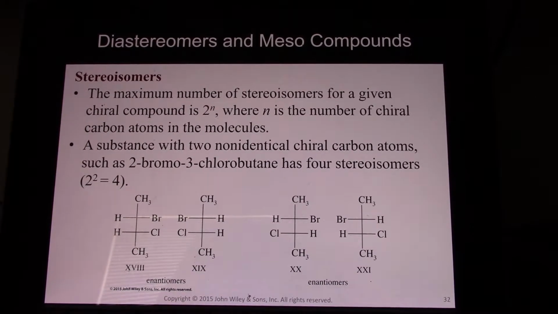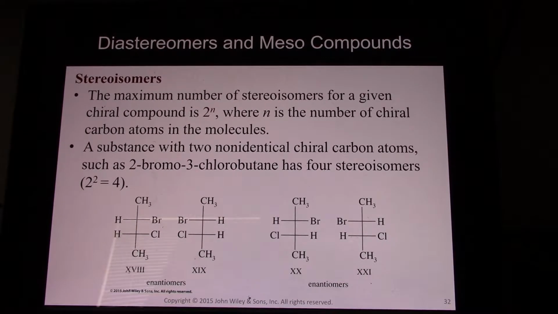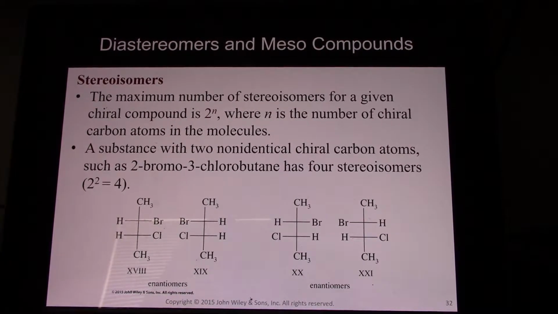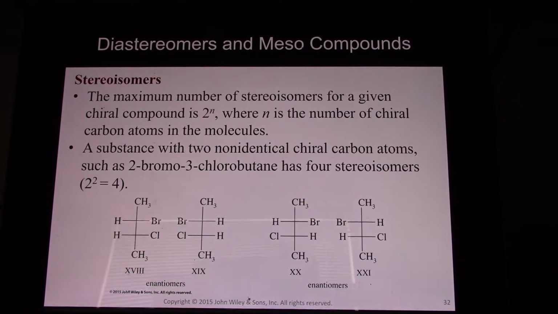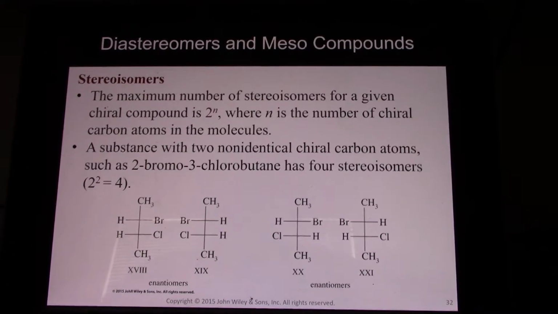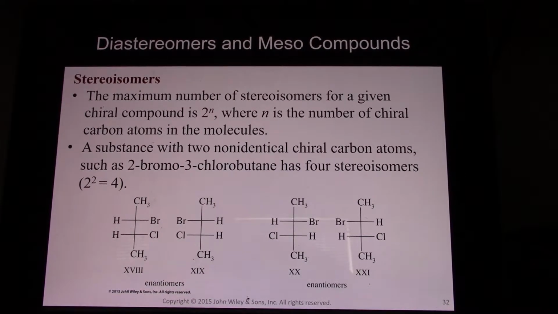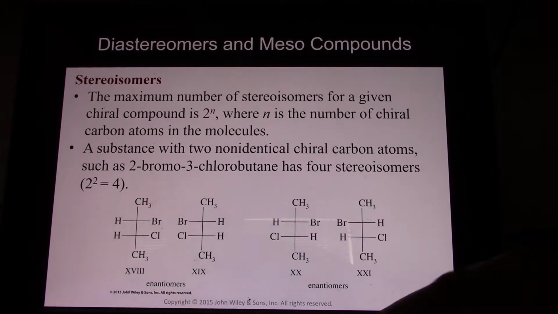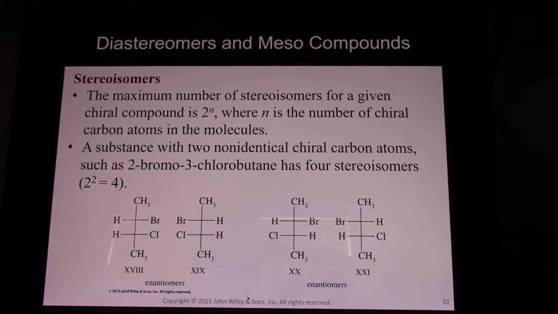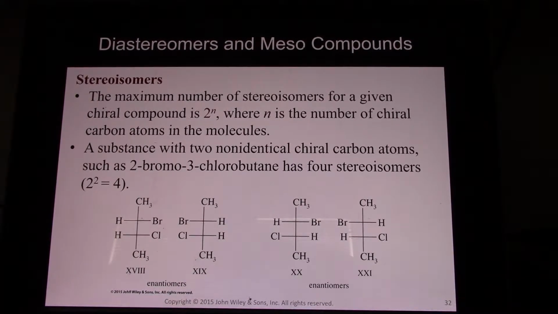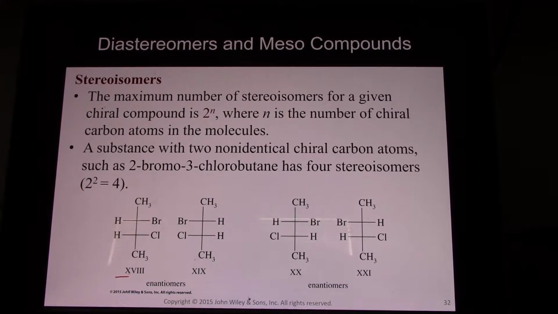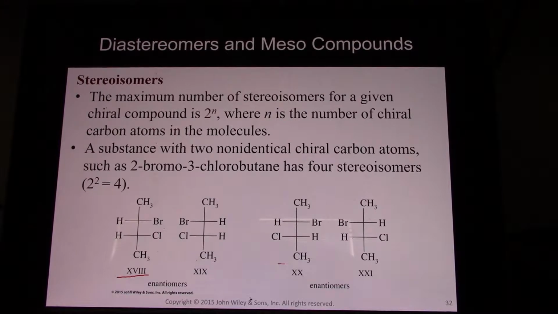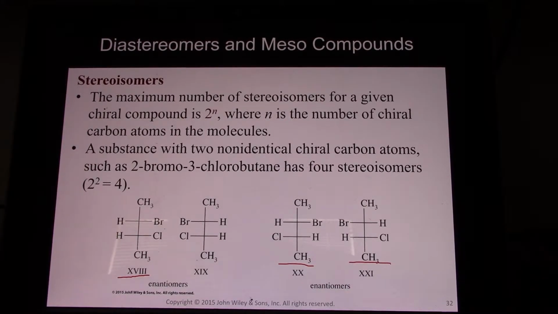Stereoisomers. The maximum number of stereoisomers for a given chiral compound is 2 to the nth power, where n is the number of chiral carbons in the molecule. So if you only have 1 chiral carbon, there's only 2 possible enantiomers. You draw the first one, then you draw the mirror image plane, and then you draw its mirror image. If you have 2 non-identical chiral carbon atoms, you have 4 isomers. So here, we have 2 chiral carbons. And so we can have this isomer and its mirror image, and this isomer and its mirror image.